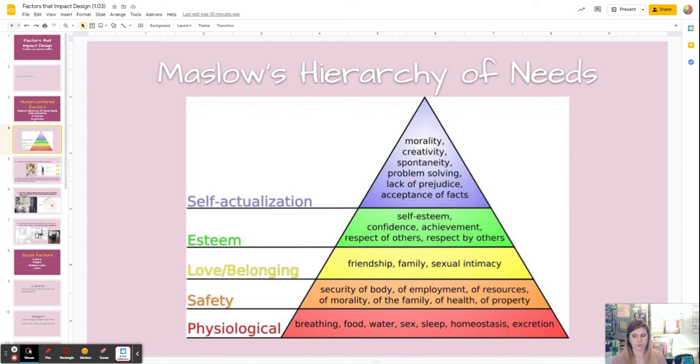Like if you've ever been around someone who's just real ornery, they're not in self-actualization. Whereas the opposite, if you've ever worked for someone who is just a pleasure to be around, that means maybe they've got good self-esteem, they feel loved and belong. It affects how design is going to go.